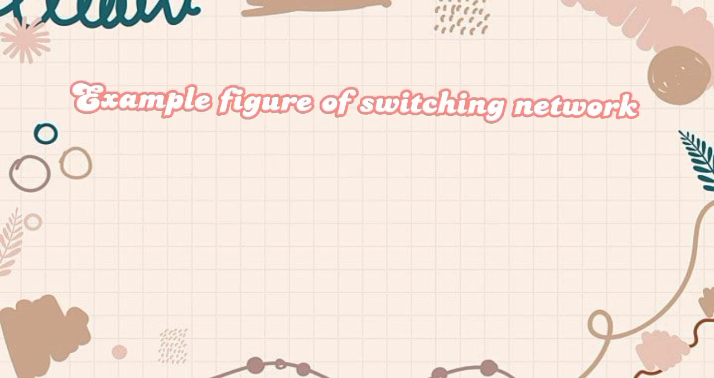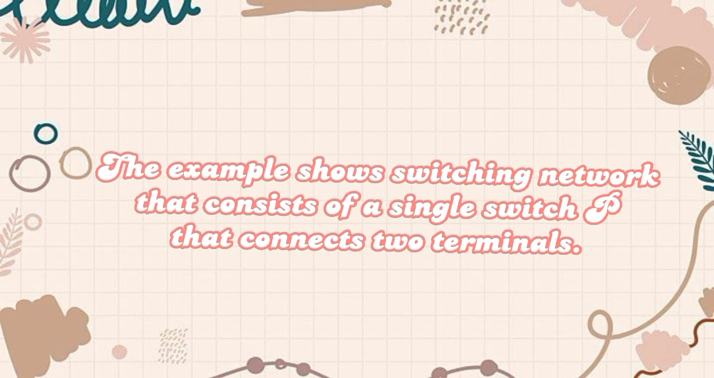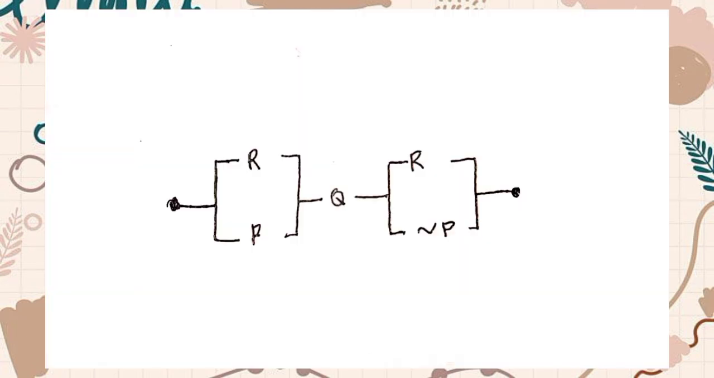Let's see the example figure of a switching network. The example shows a switching network that consists of a single switch P that connects two terminals. An electric current can flow from one terminal to the other terminal provided the switch P is in a closed position. A switching network doesn't use symbols anymore.